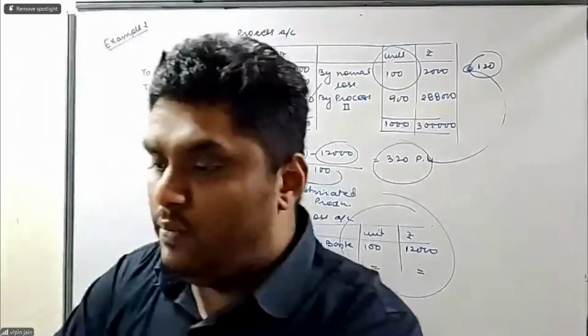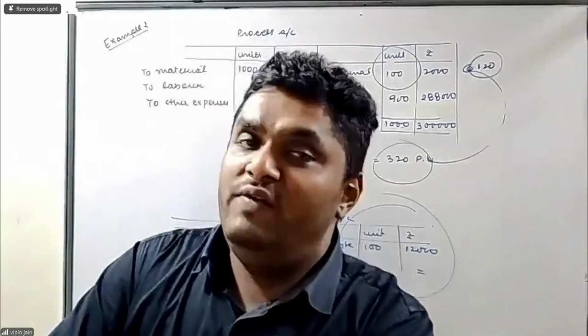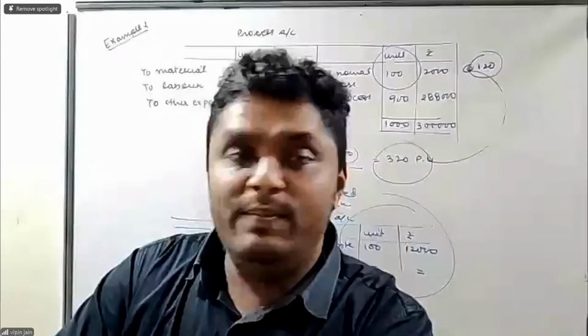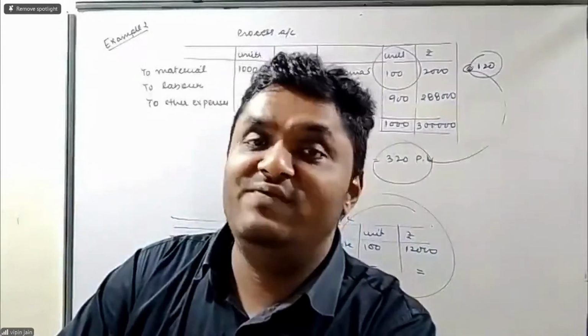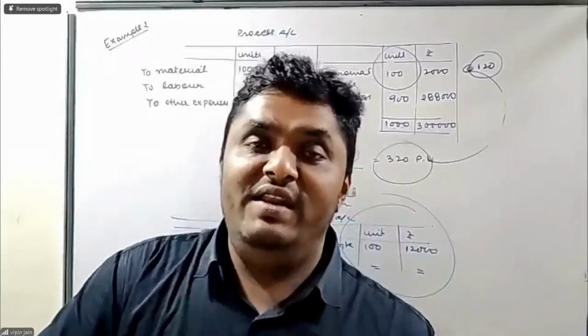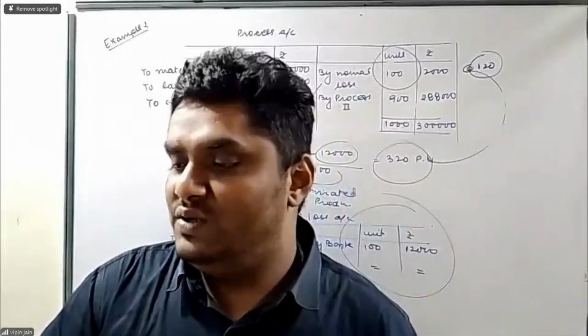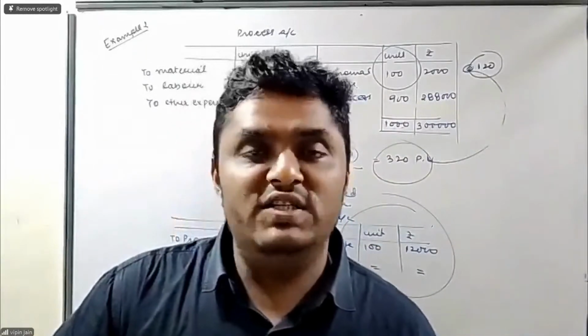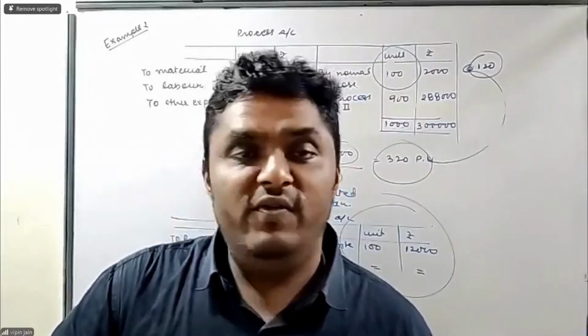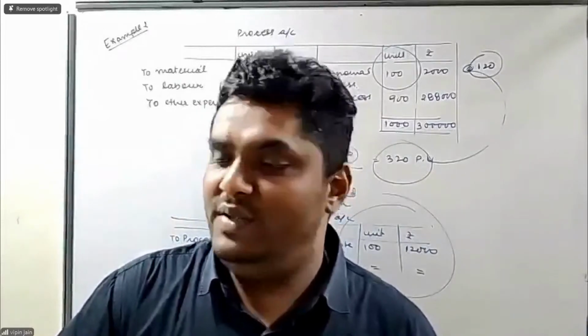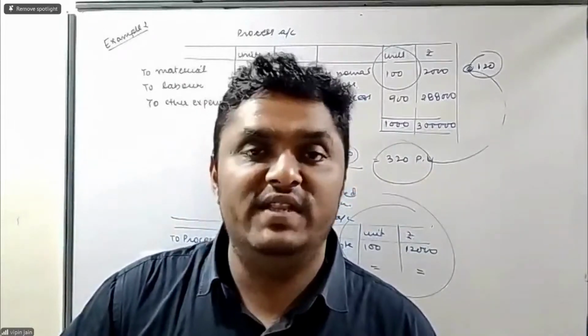So done with normal loss. Now we'll be starting with abnormal loss and abnormal gain, and thereafter we'll discuss a full-fledged question wherein normal loss is also there, abnormal loss is also there, and abnormal gain is also there. So I'll be covering all these parts in this session. So before this, let's take a break of 15 minutes, and I'll be back after 15 minutes with the remaining part.